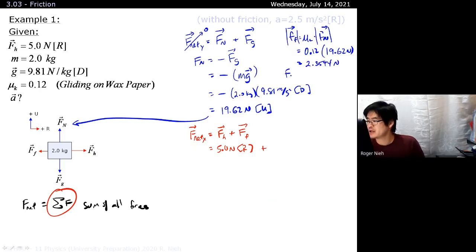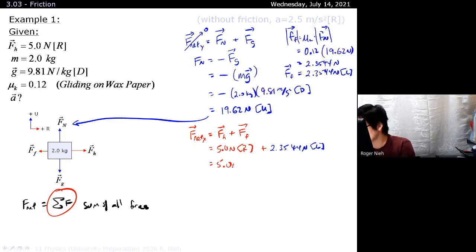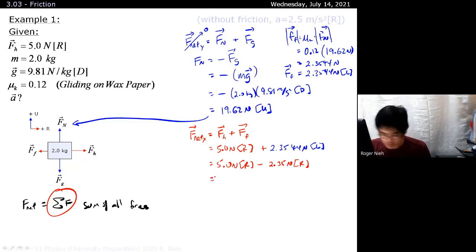You need to know as a human being that according to this diagram, your force of friction is technically 2.3544 newtons towards the left. And that's what we're going to do. 5 newtons to the right plus 2.3544 newtons to the left, which, unless the vectors are of the same direction, you can't add them. So we have to do that quick little hack where we change one of the two. So 5 newtons to the right minus 2.35 newtons towards the right will give you a net value of 2.6456 newtons towards the right.